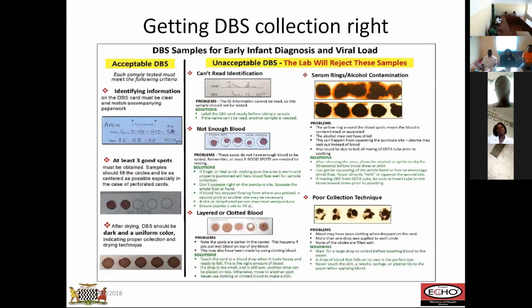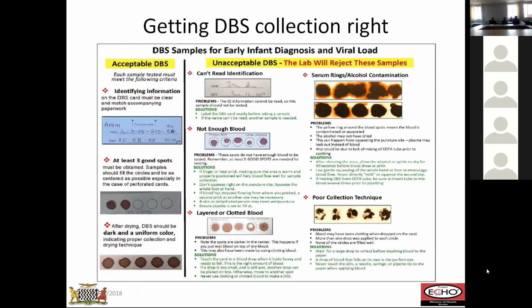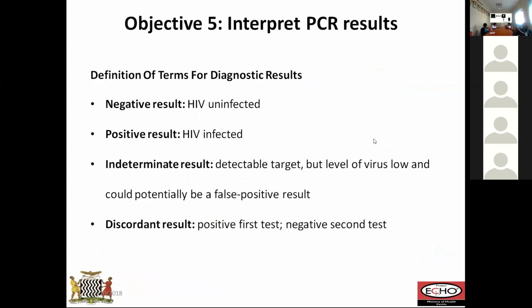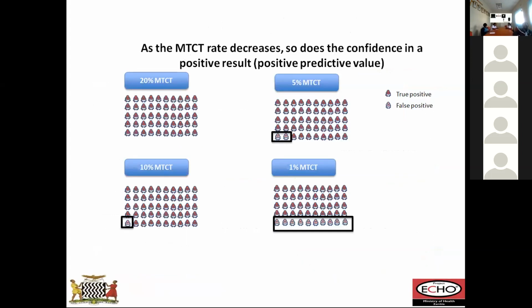This is just an example to see what you need to have an acceptable DBS. It's unfortunate we have quite a number of DBSs collected where we don't get results because the sample was rejected. So we need to make sure we do this properly. So an acceptable DBS should have proper identifying information written on the card, and you need to have at least 3 good spots collected for it to be acceptable at the lab. Avoid layering as mentioned earlier on.